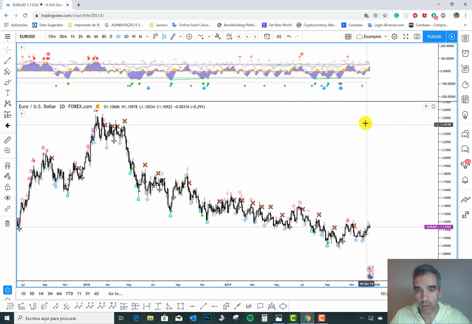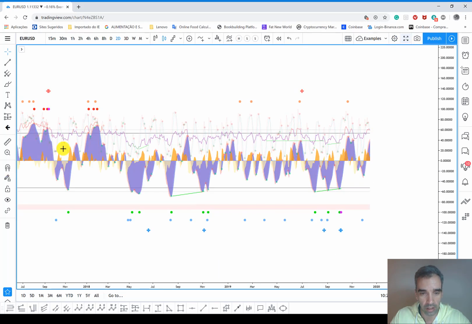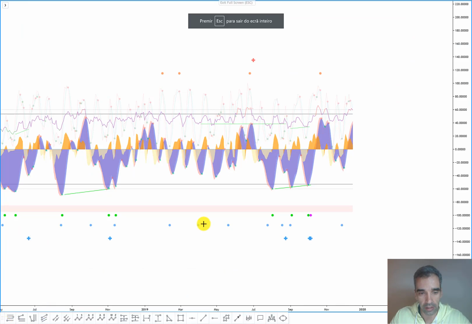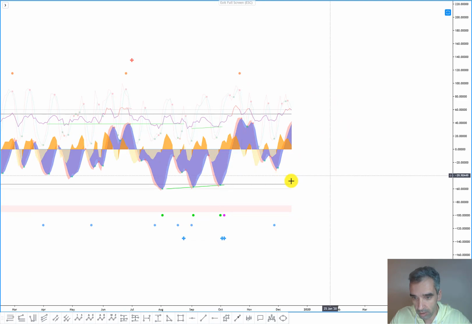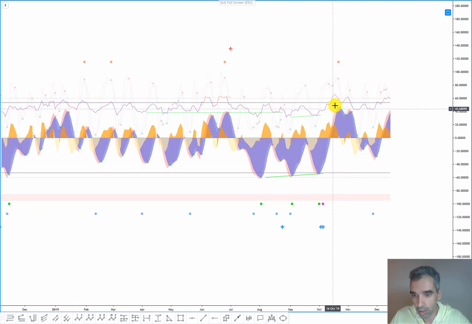Okay guys, let's go from up to down. This has a direct correlation with the price action. As you can see, this is a wave trend. We have here our wave trend, this dark purple and this light pink or salmon color waves. This is our wave indicator. This is our VWAP indicator here, this yellow and orange coloration.